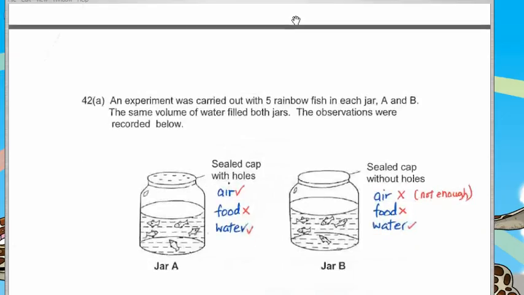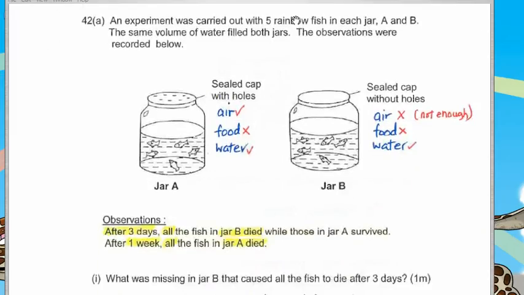Right, 42. Take a look at these two, jar A and B. This one is sealed up. It means it has not enough air, right? The air may be here, but subsequently, after a while, the air will be used up. So I will put here, air is not enough. There is no food given. There is water. Over here, air is given, no food, water is there. Okay, they probably consume the water from the jar itself.